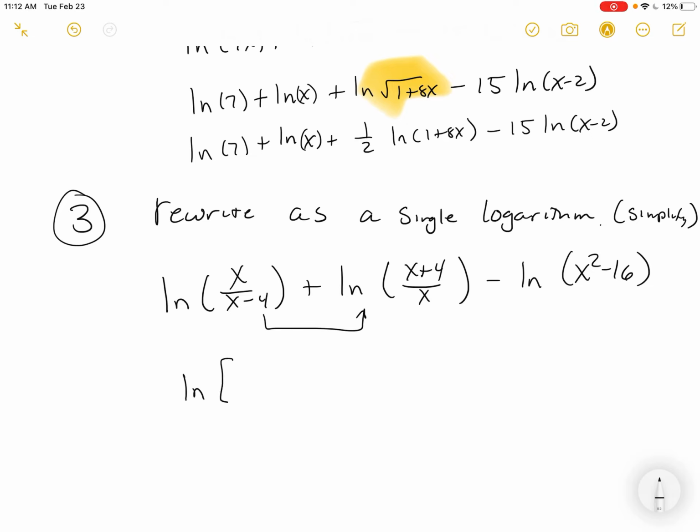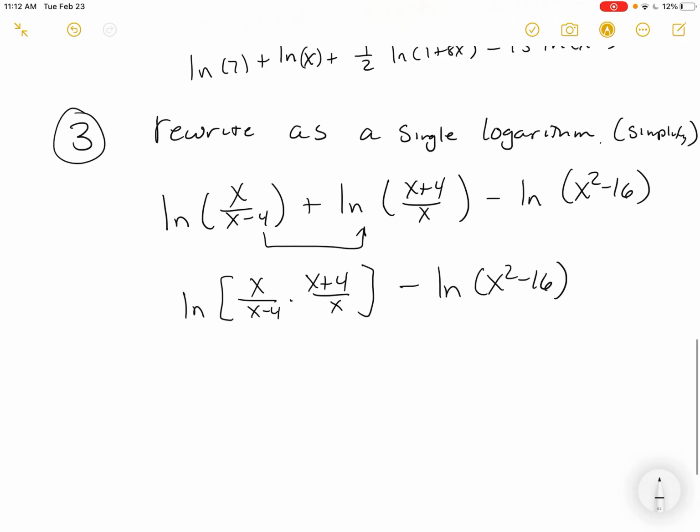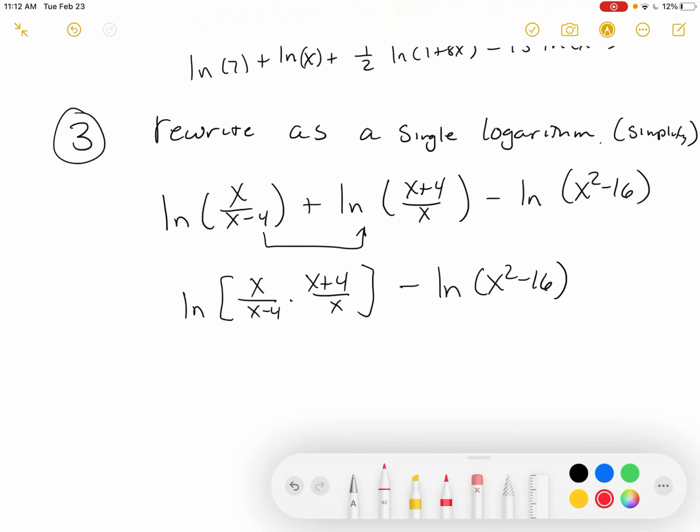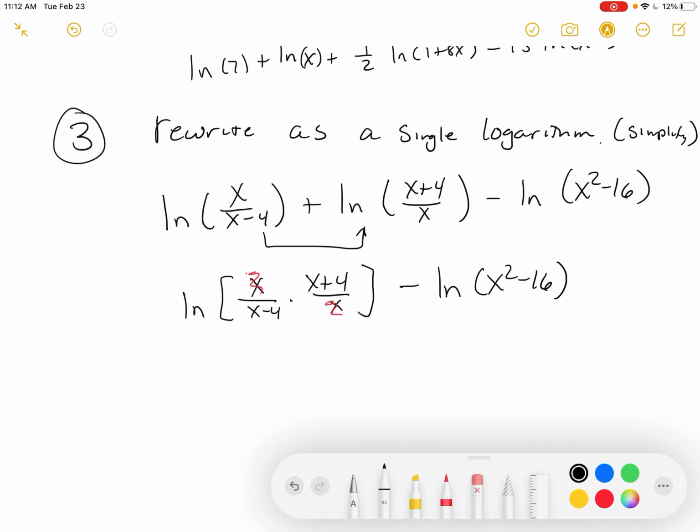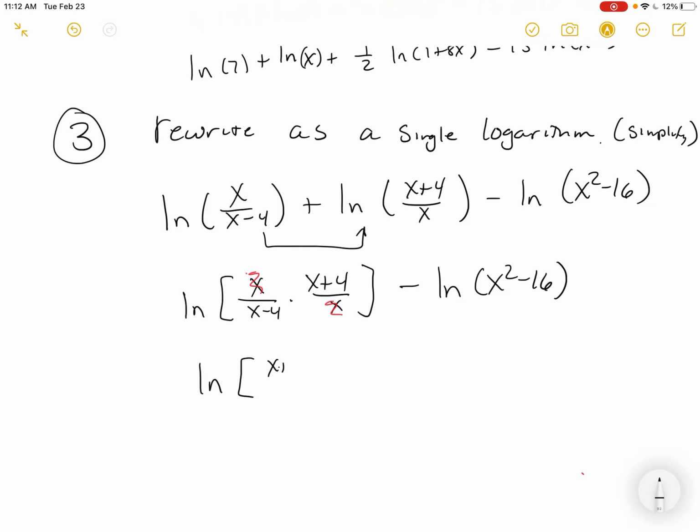This is ln of x over x minus 4 times x plus 4 over x. And then this one's coming along for the ride. I'm going to bring it down so we don't forget about them. I would simplify as much as possible. What can go away? I'll cross them out in red. These x's can go away. And so what do I have? I'm just going to simplify this first piece. I have the ln of x plus 4 over x minus 4, still minus this ln of x squared minus 16.